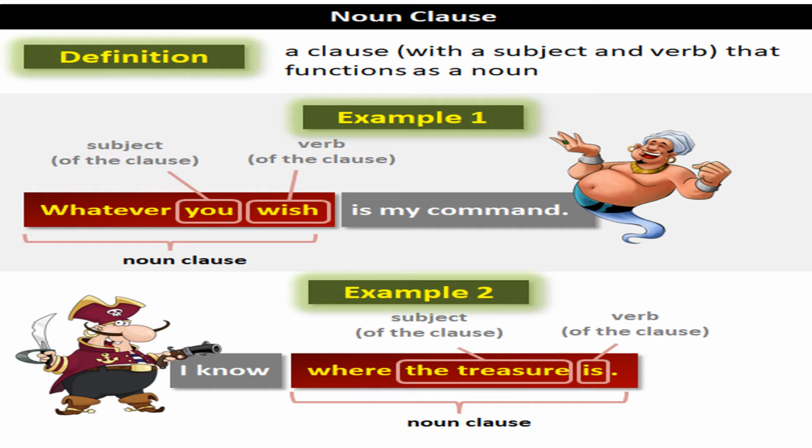For this, children, just brush up once again. What is a noun? A noun is a naming word. It can be a name of a person, place, animal, thing, and even an idea. So this clause is functioning as a naming clause, a noun clause. In both the examples, look carefully for the subject, verb, and the function the clause is serving.